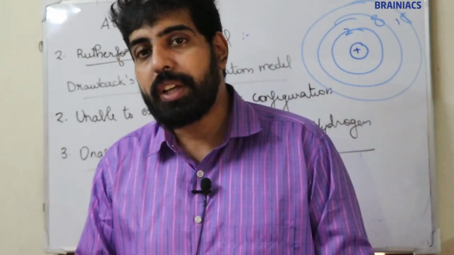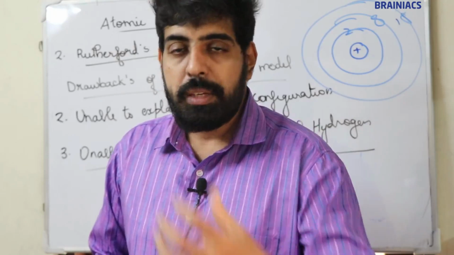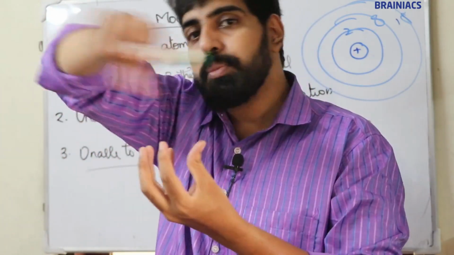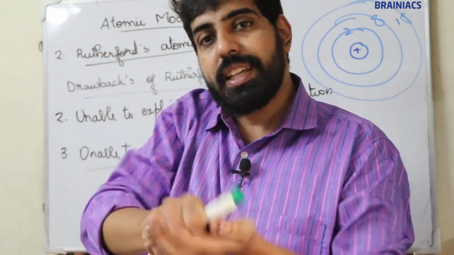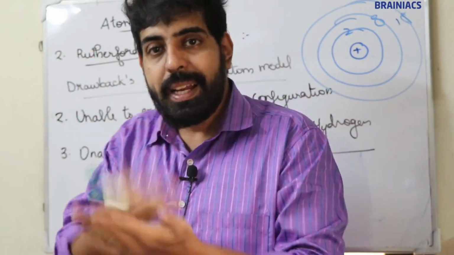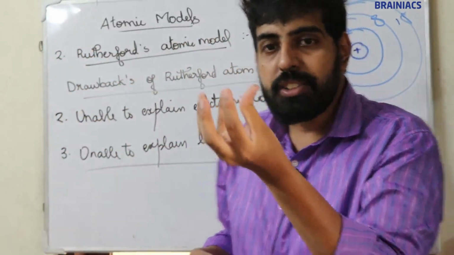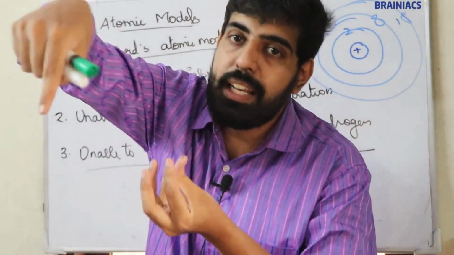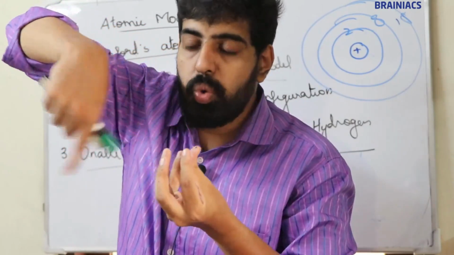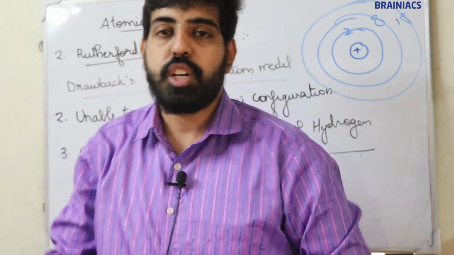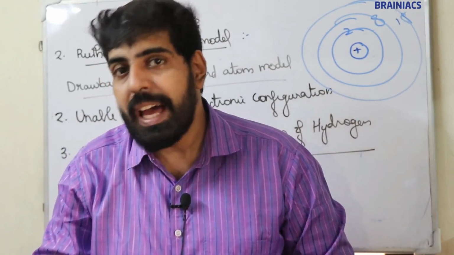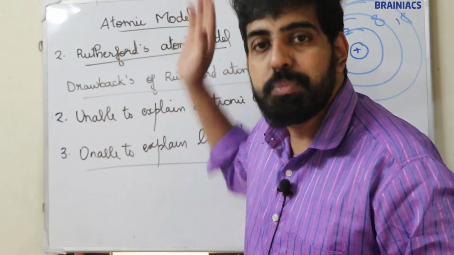First drawback, inability to explain the stability of the atom. According to James Maxwell, when a charged body rotates around another charged body having opposite charge, the rotating charged body will lose energy in each turn and it will collide with the central charged body. Now when we apply this idea to the Rutherford model, which consists of a small positive charged nucleus with electrons rotating around it, the electron should lose energy in each turn and collide with the central charged body. But the atom is stable. That means Rutherford's model is wrong.